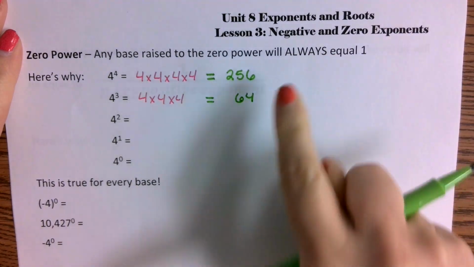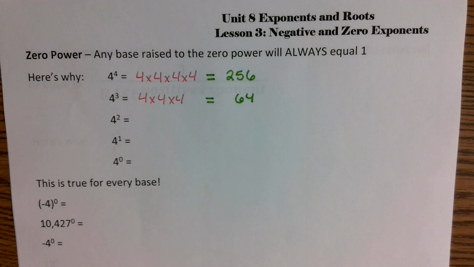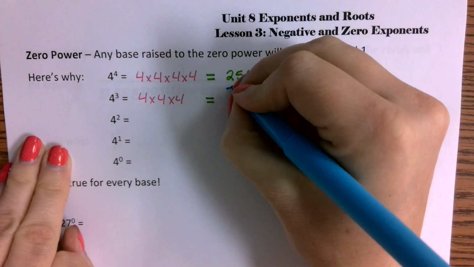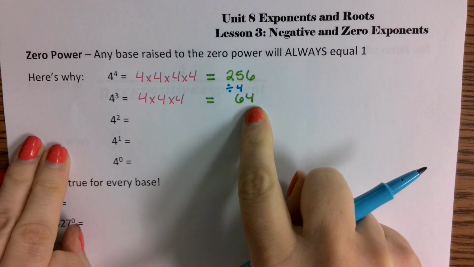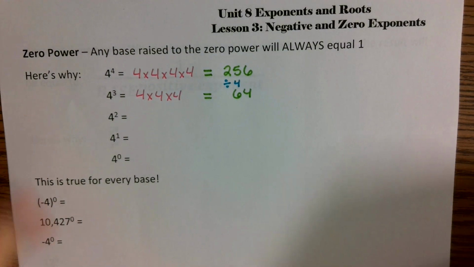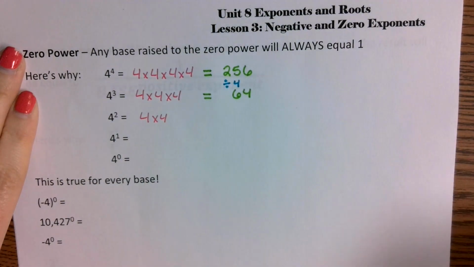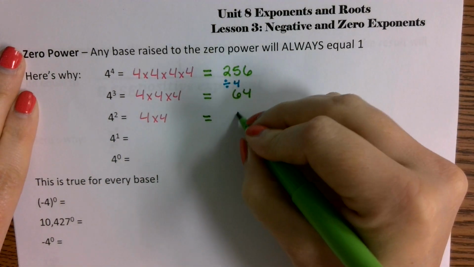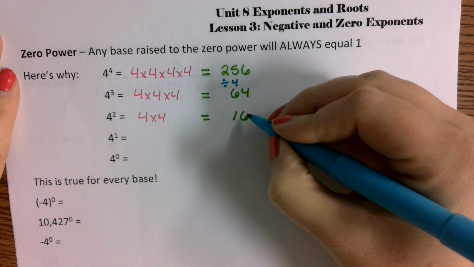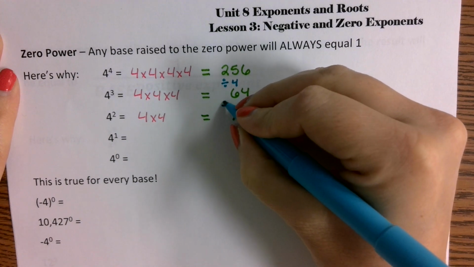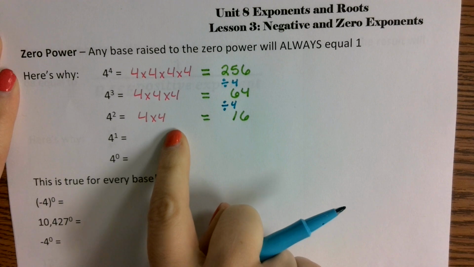So to go from 256 down to 64, essentially it's like I'm dividing, isn't it? It's like I'm dividing this by a 4, and that brings me to 64. Now, when I've got 4 to the 2nd power, that's 4 times 4. What is 4 times 4? 16. So if I'm going from 64 to 16, again, it's like I'm dividing by a 4, which is why there's one less of the 4s, isn't it?